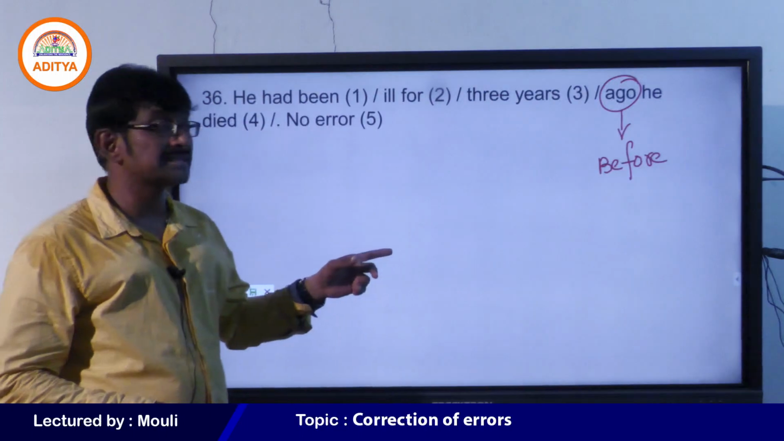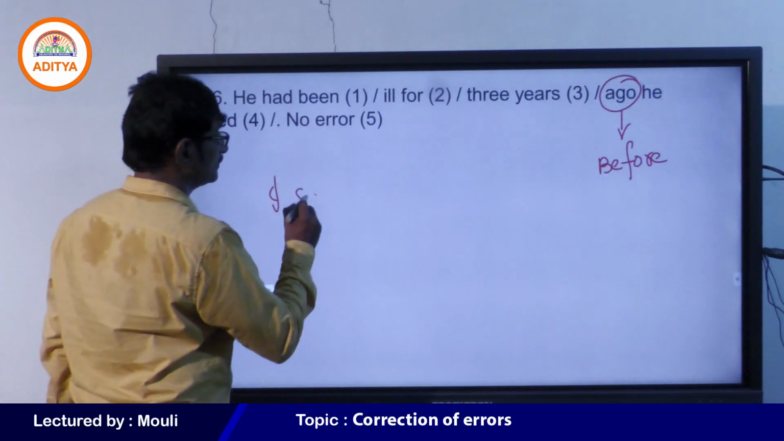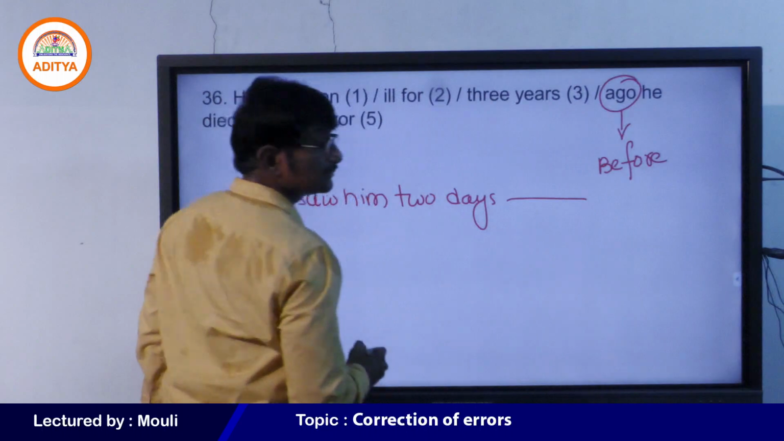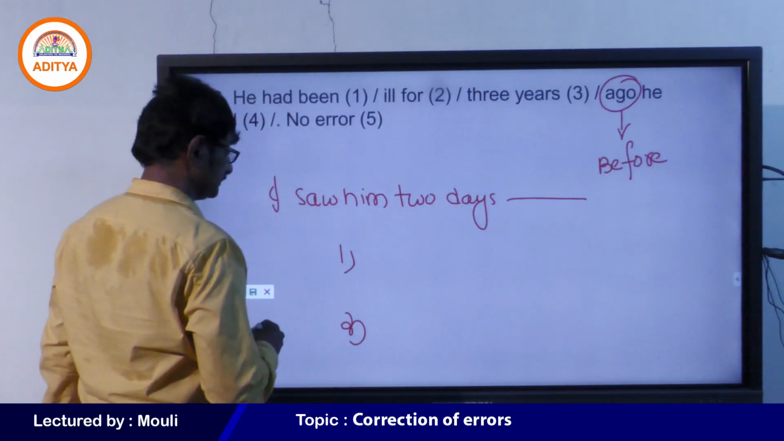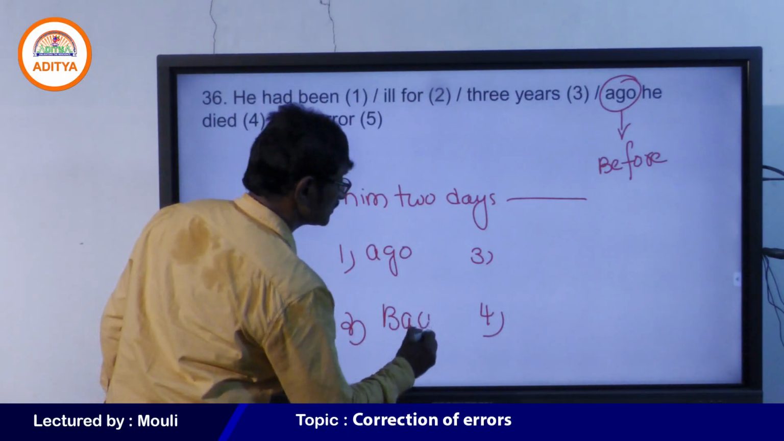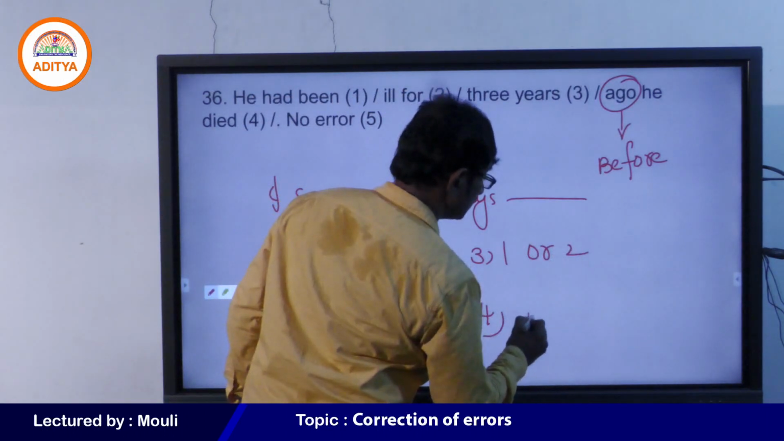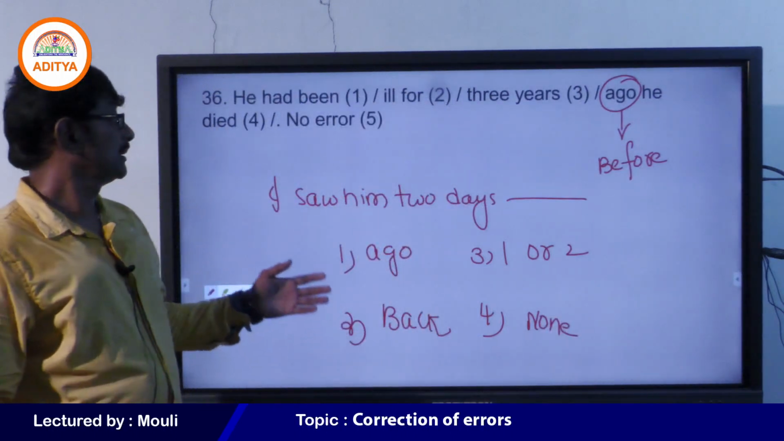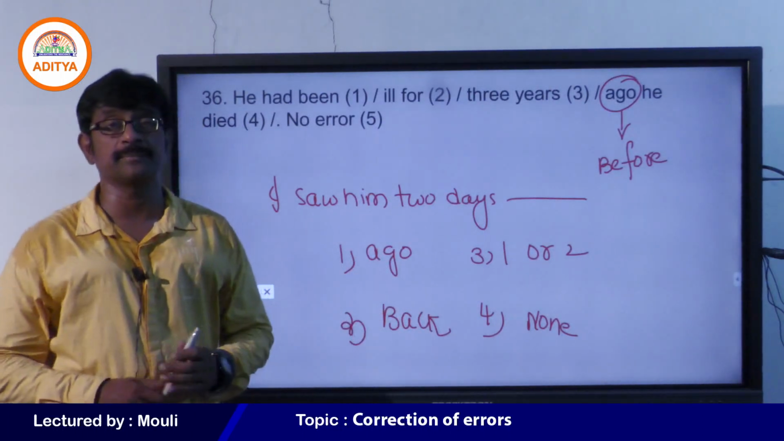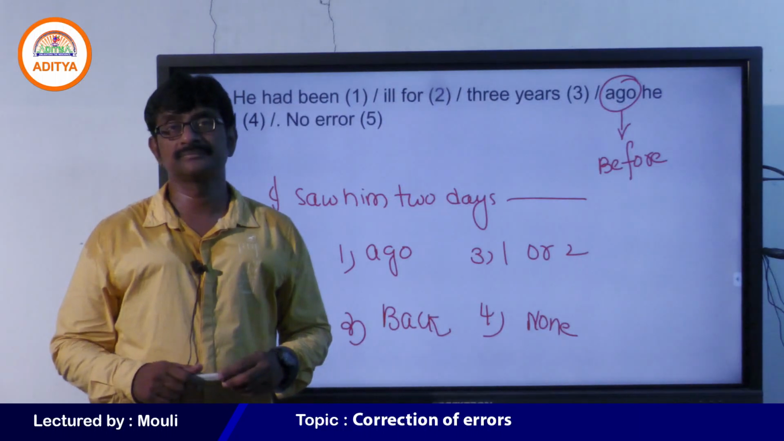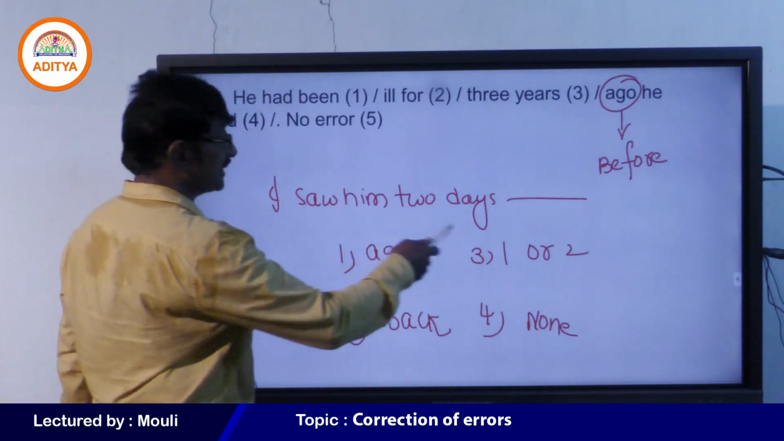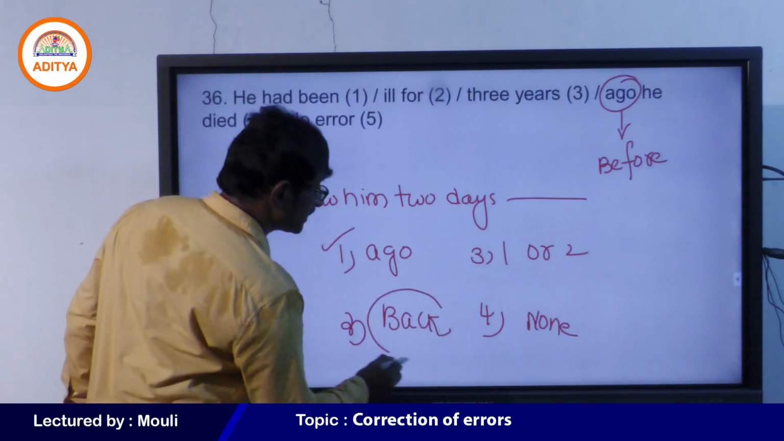Okay, students, did you understand? Can you write like this? I saw him 2 days ago, back, 1 or 2, none? Which is your answer? I'm waiting for your answer sincerely this time. Okay students, what's your answer? I saw him 2 days ago, not back.